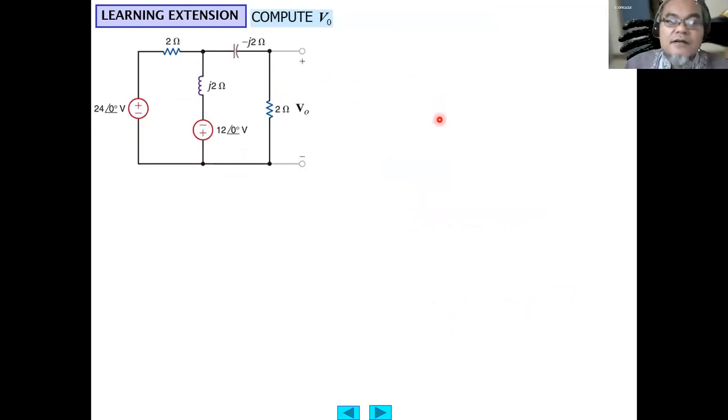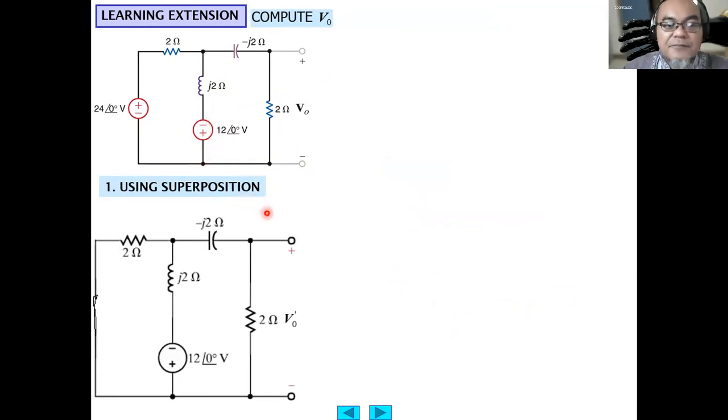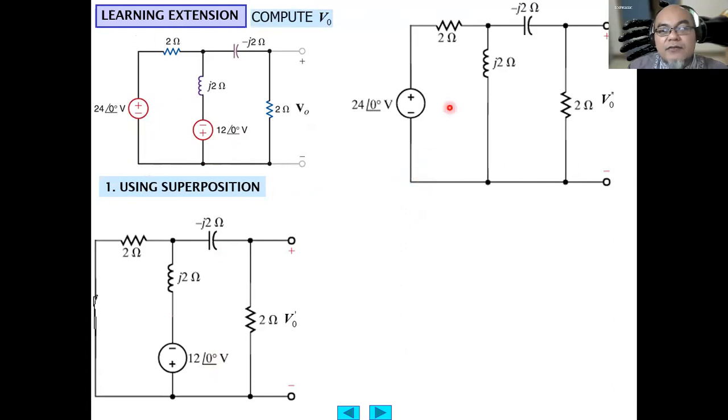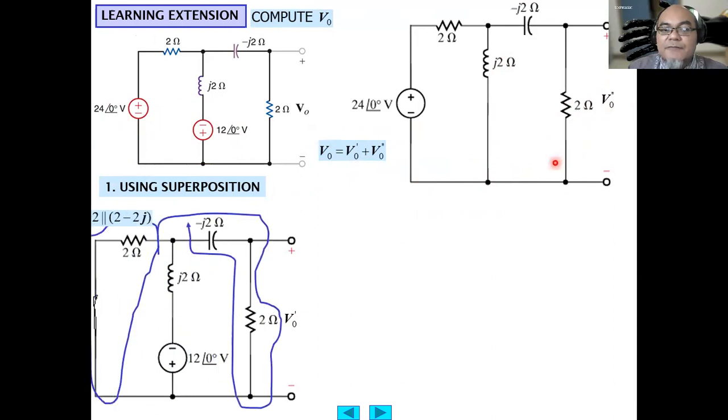Another example: compute the V output here using superposition. Now this is not the same, because now this is a voltage source. If we use superposition, for the contribution from the first voltage source, we short circuit the other one first. Then the second contribution, due to the 24 volt source, is calculated by short circuiting the 12 volt source. Then V output will equal V output dash plus V output double dash.